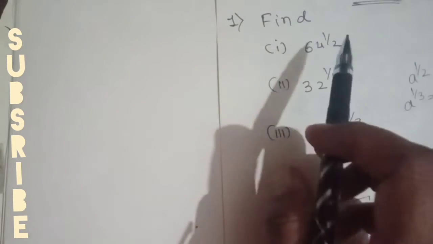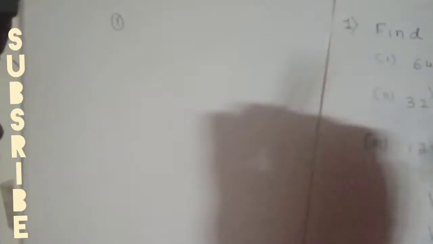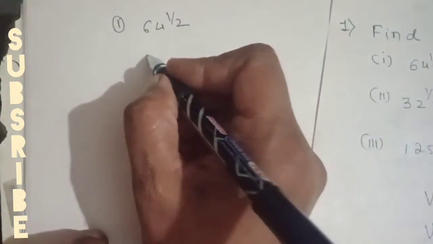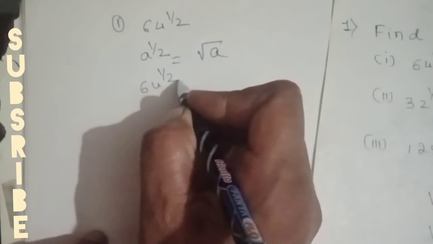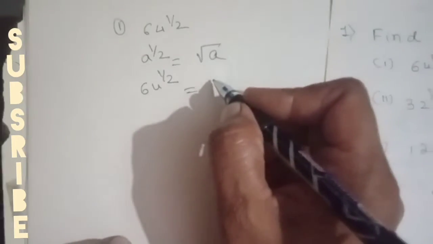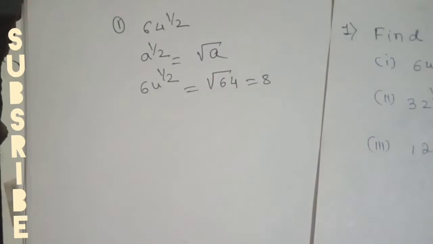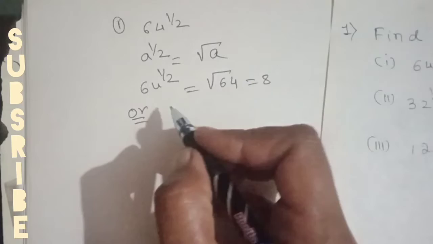The first one is 64 raised to 1 by 2. As I just explained, a raised to 1 by 2 can be written as square root of a. So 64 raised to 1 by 2 is square root of 64, which is equal to 8. This is one simple method, or you can do it another way.